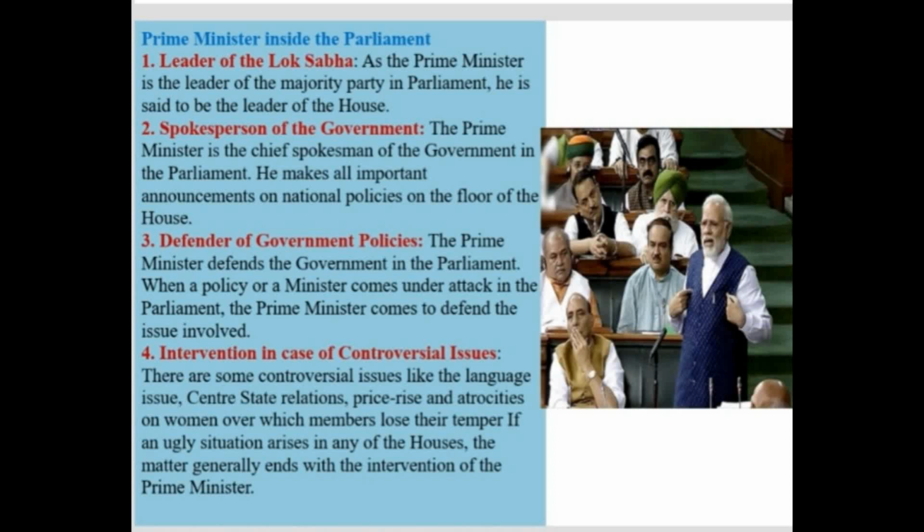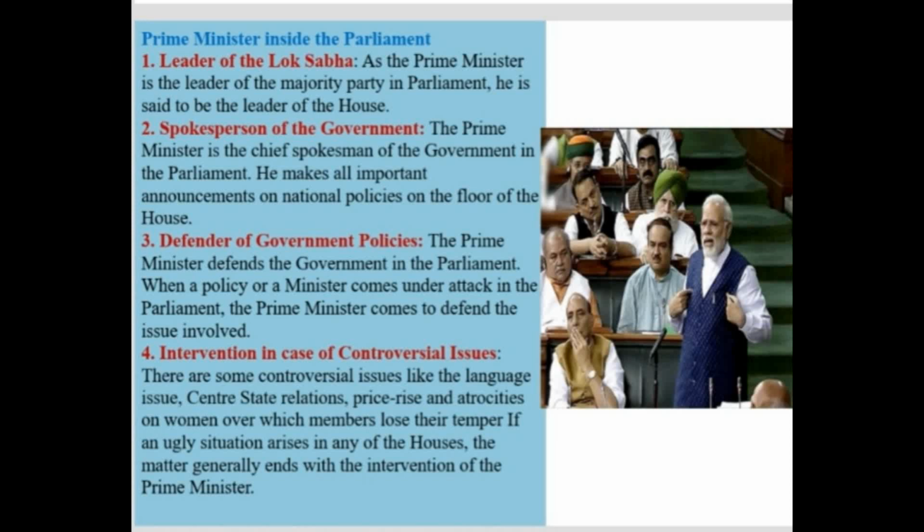And this Prime Minister will also act as the leader of the House. So as he is head of the government, he also acts as a leader of the House. Generally, the government functions from Lok Sabha. Hence, he is said to be the leader of the House. And he also acts as the spokesperson of the government.